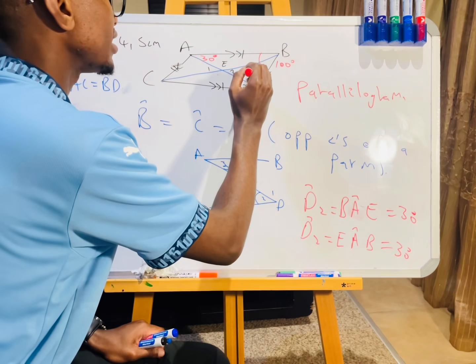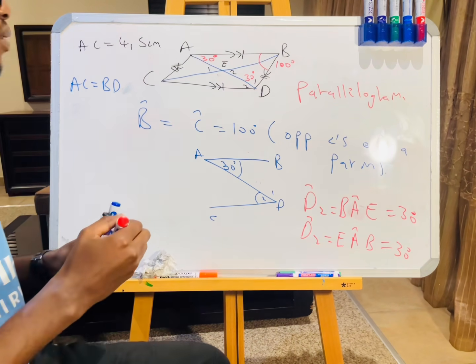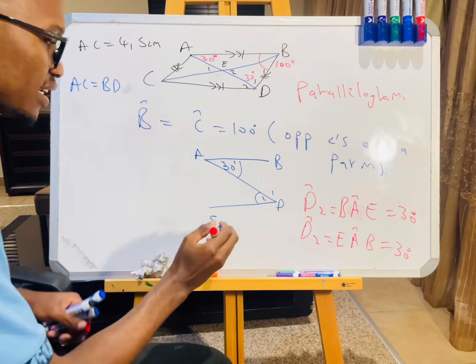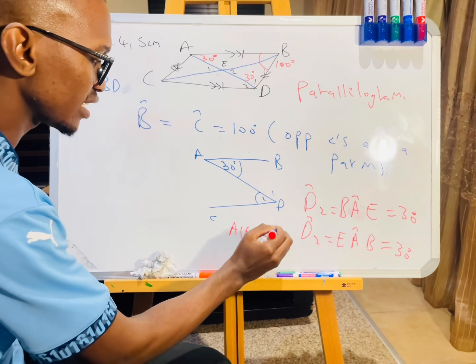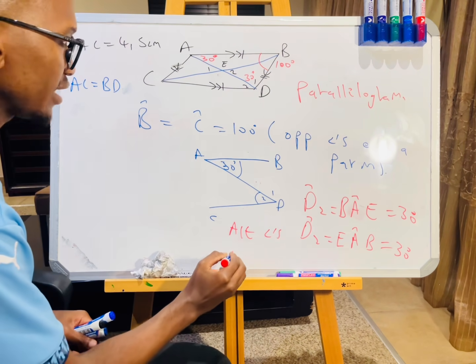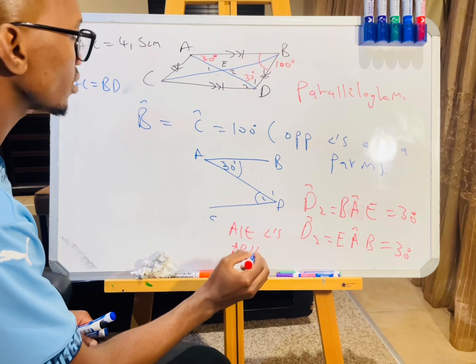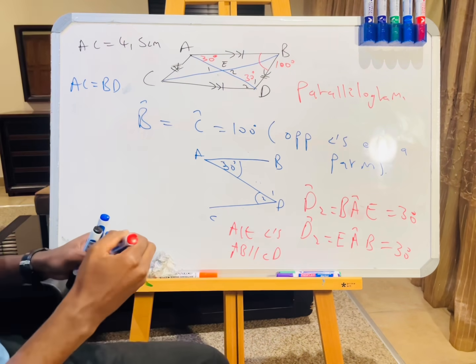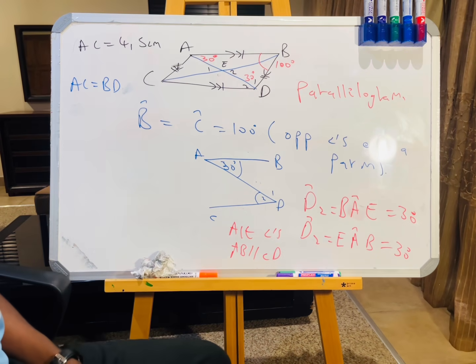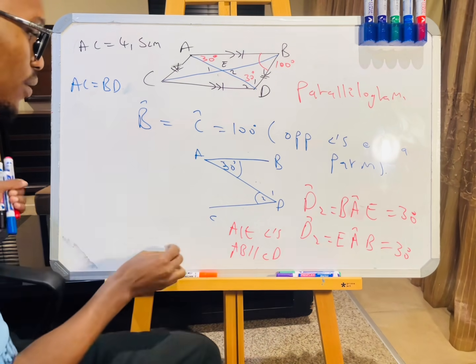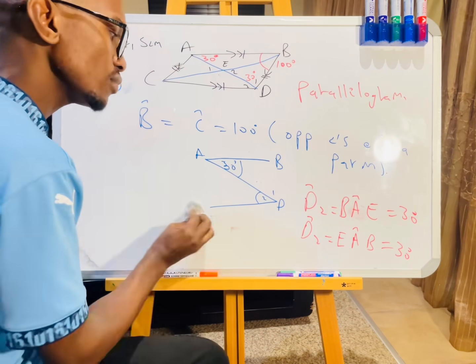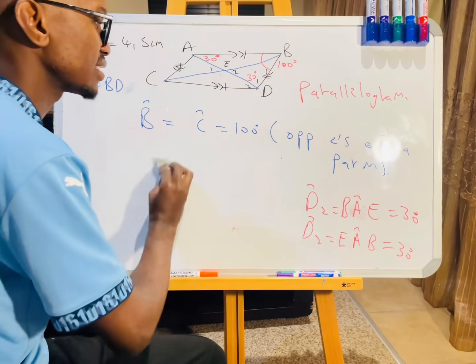So here I'm going to write 30 degrees as well. What is the reason? Alternate angles. I'm going to write it down. Alternate angles, because line AB is parallel to line CD. That is our reason. I hope we are already sorted there, guys. Okay, so we're good. Then let's move on, because I want to show you how we must find that angle.